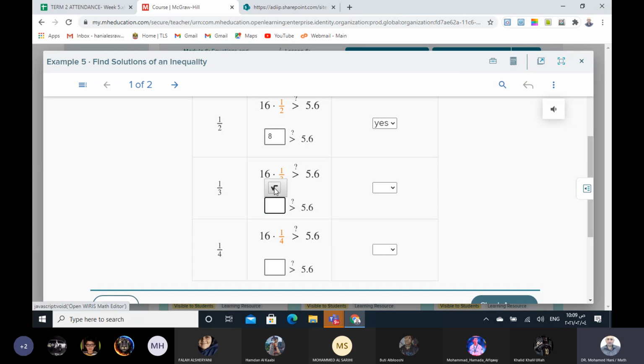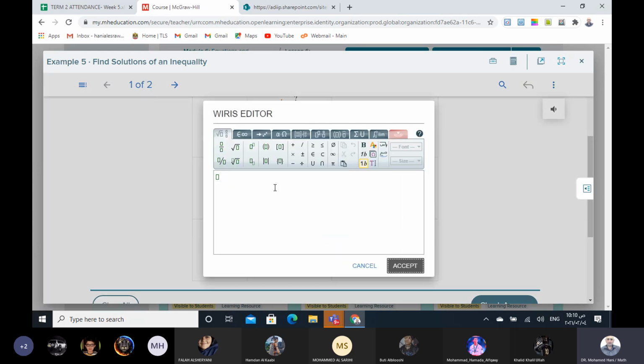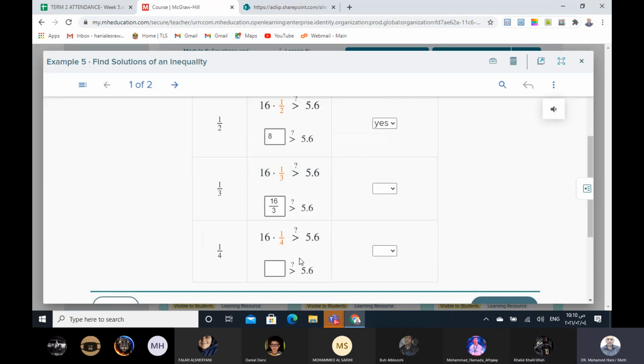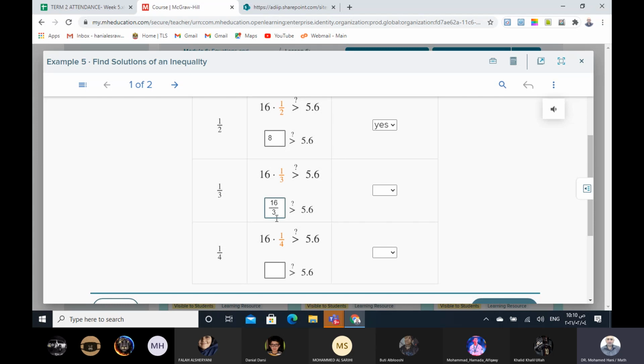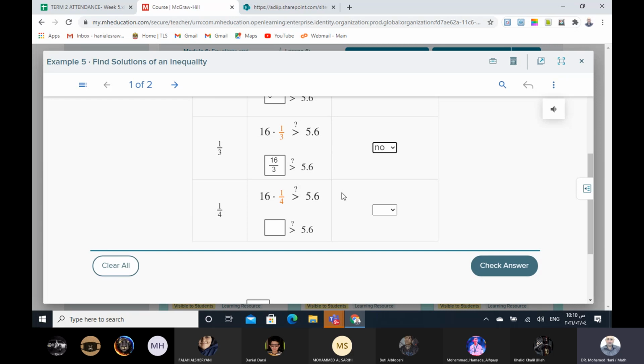Or we can write it here as a fraction, 16 over 3. So 16 over 3 is about 5.333, and here 5.6. Is 5.3 greater than 5.6? No. So this is not a solution. The third one: is 16 times 1 over 4 greater than 5.6?